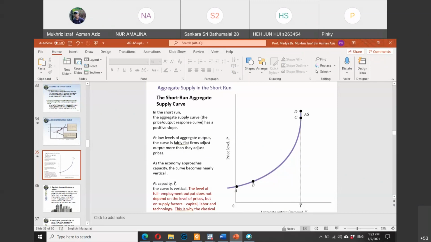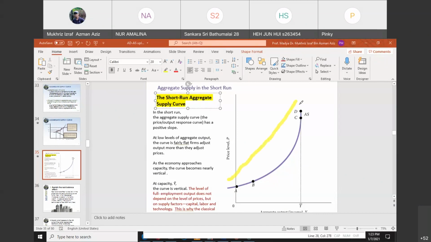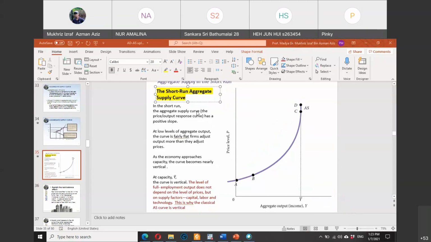For the short run supply curve, the first thing you need to understand is that the curve is upward sloping, meaning a positive relationship between P and GDP. P and Q, where Q means GDP. That is the first thing you need to understand about the supply curve. The rest is the same: the higher the price, the more output will be produced.